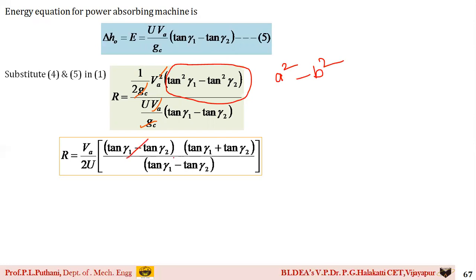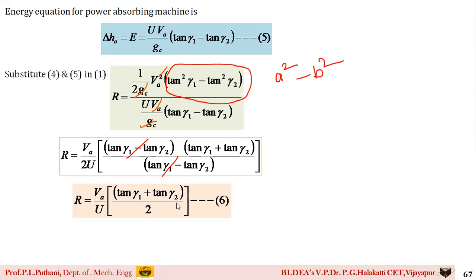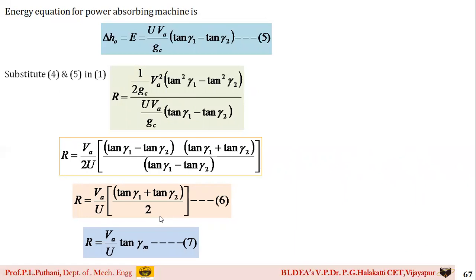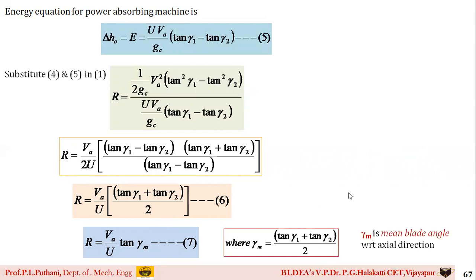Here the cancellations get done, and our equation is simplified as VA by U (tan gamma 1 plus tan gamma 2) by 2. Or this becomes tan gamma m also, where gamma m is the mean blade angle with respect to the axial direction. This is in terms of gamma. Now this equation number 6, R is equal to VA by U (tan gamma 1 plus tan gamma 2) divided by 2. I need to write in terms of blade angles beta 1 and beta 2.